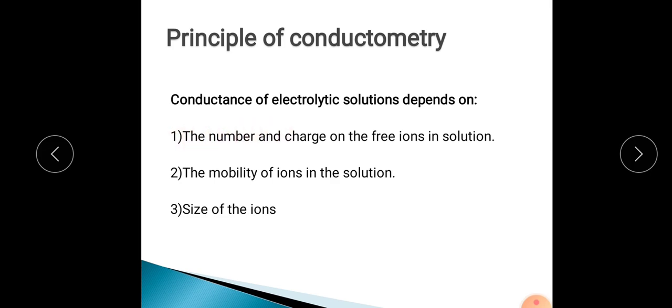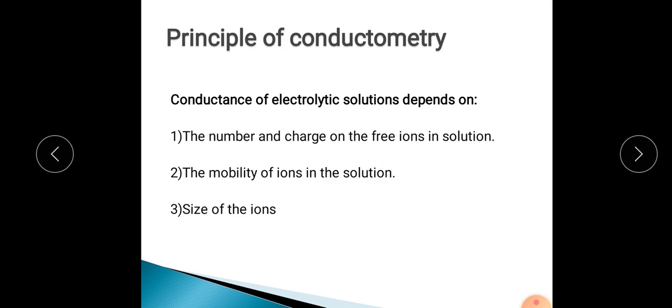Now let us see one by one how the number and charge affect. Number: as the number of ions in solution is more, the electrical conductance of that solution will be more. If the charge present on the ion is more, then the conductance of that electrolytic solution is also more. So higher the number of ions, greater is the conductance; lesser the number of ions, lesser is the conductance. More the charge on the ion, greater will be its electrical conductance; lesser the charge on the ion, lesser will be the electrical conductance. Second factor, mobility of ions.